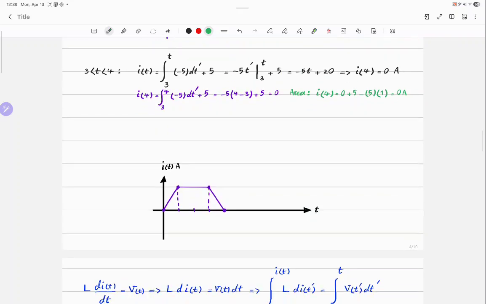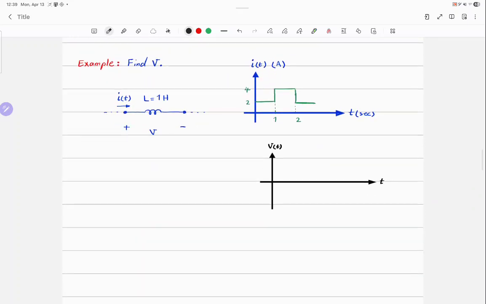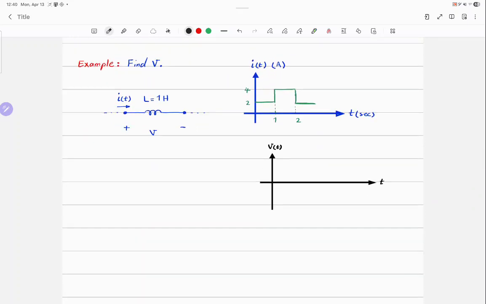If you don't want to copy anything here, let me move to the next example. So a current plot is given to you, and you're supposed to find the voltage. Okay, let's write the equation. What is the equation? L di over dt. L is 1 Henry, so it's going to be di over dt, right?